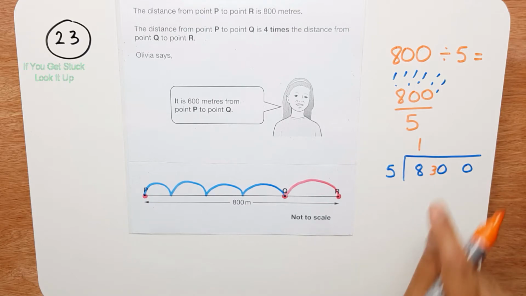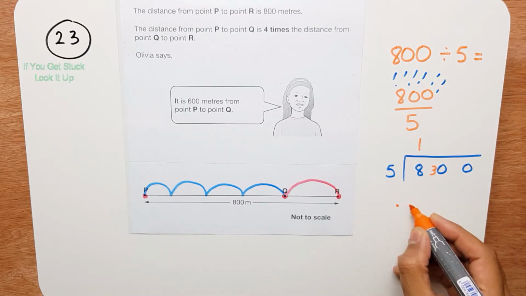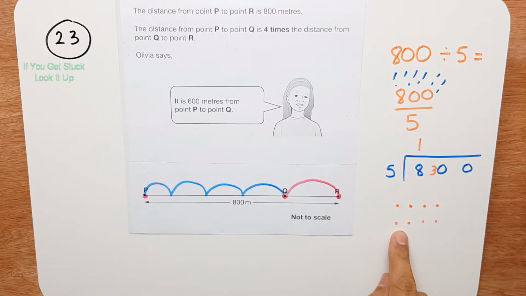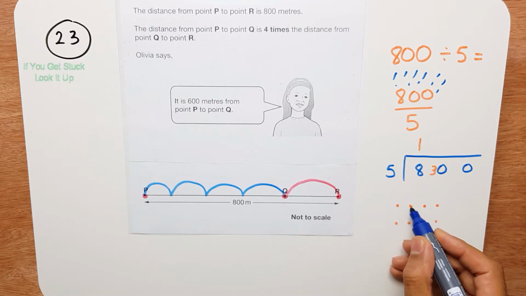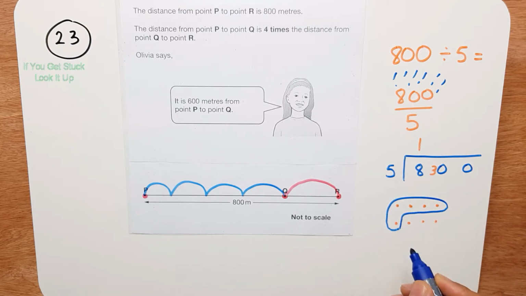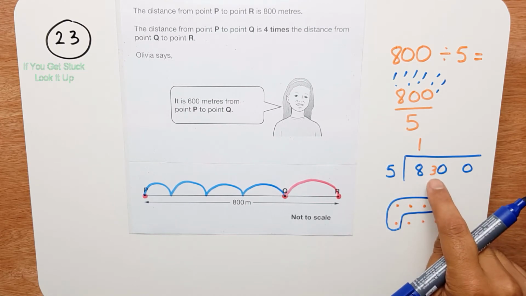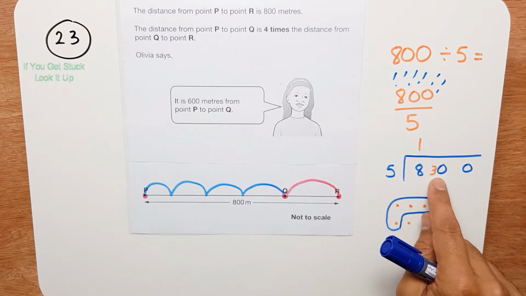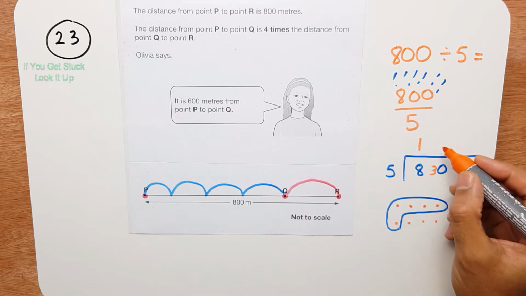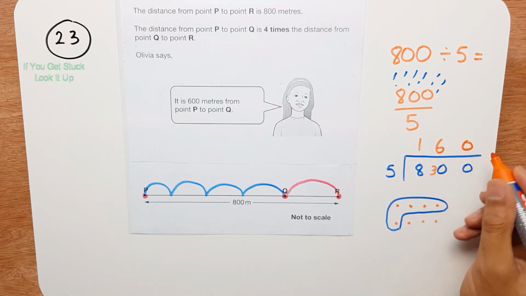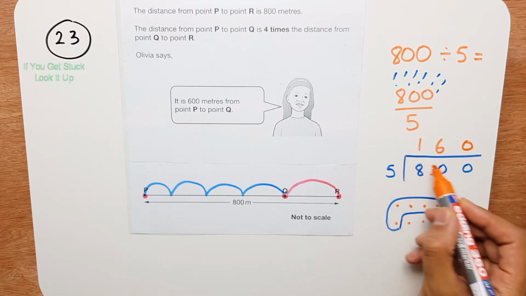So that becomes 30. So let me do that with dots. 1, 2, 3, 4, 5, 6, 7, 8. So how many 5s are there in this group of 8? So let's have a look. 1, 2, 3, 4, 5. So I'm going to put that into a group of 5. So there's one group that goes there. And there's a remainder of 1, 2, 3. And that goes there. Now how many 5s are there in 30? Now if you know your 5 times table, you know that's 6. Finally, how many 5s are there in 0? 0. So our answer is 160.